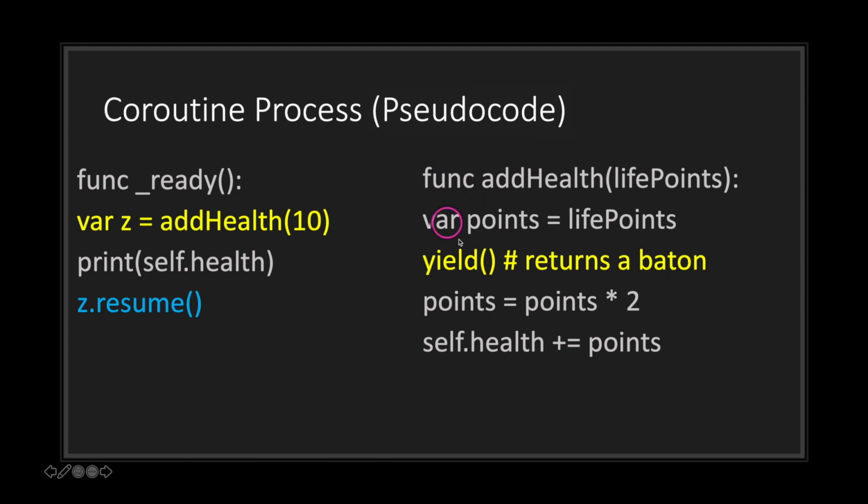Now when we run our function and we hit the yield, we return back our baton, which is just a memory object that stores our function state. So now variable z holds that memory object, and when we decide we want to continue with that function, we just call that variable, followed by the dot notation, followed by the resume method.